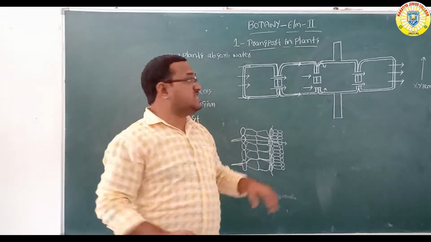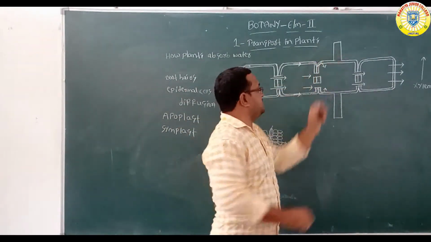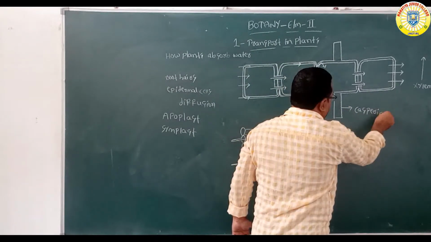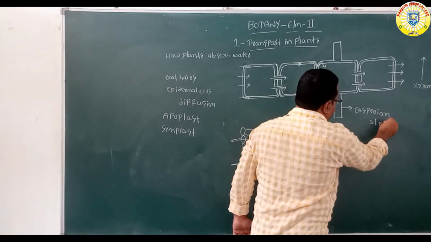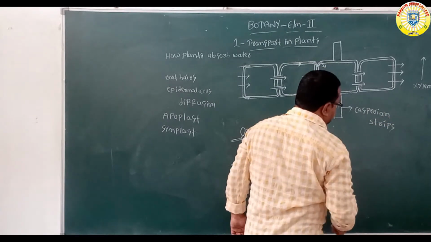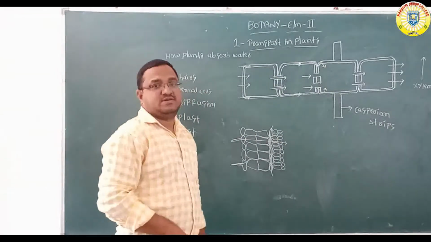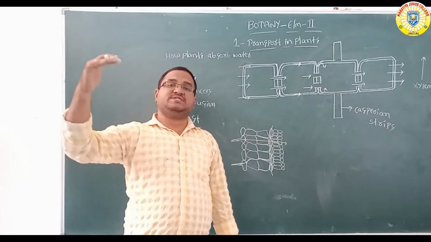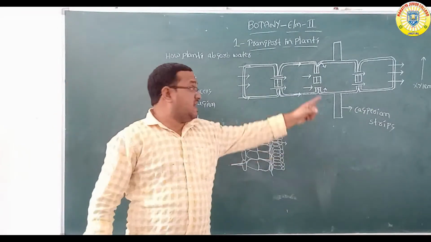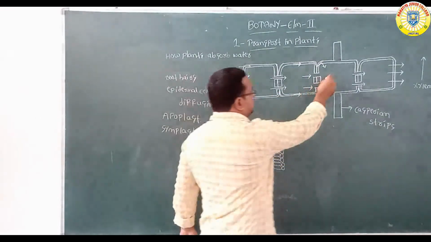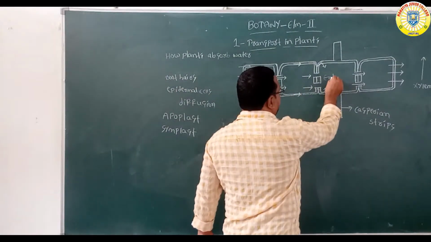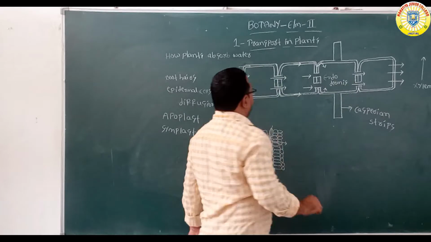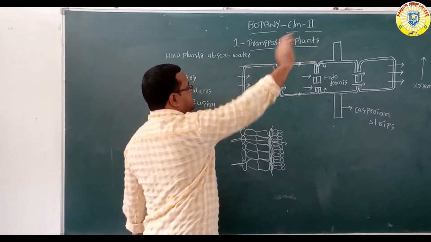But except the Casparian strips of the endodermis. The apoplastic system is the system of connection of the cell walls of the adjacent cells, except the Casparian strips of the endodermis. Okay, so this is all the apoplastic system now.